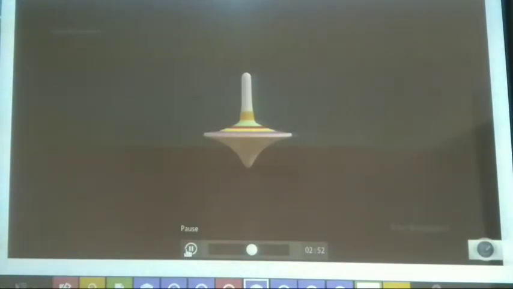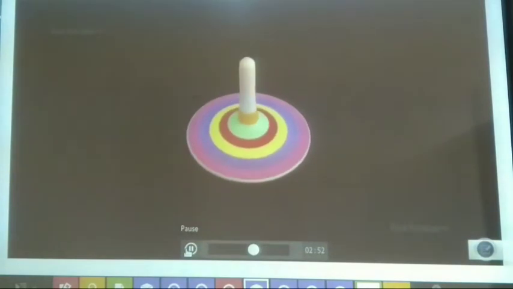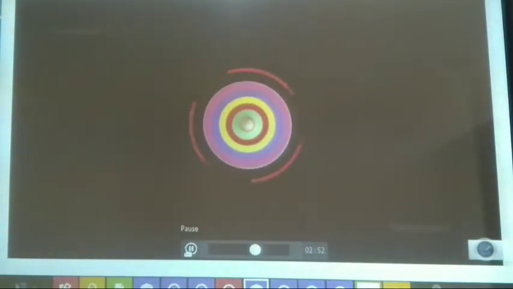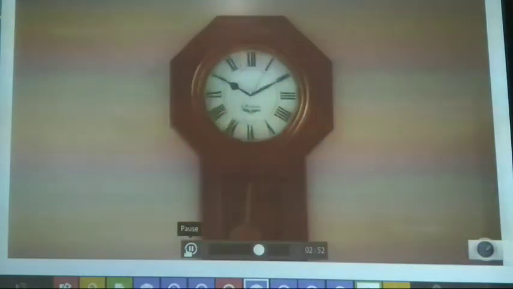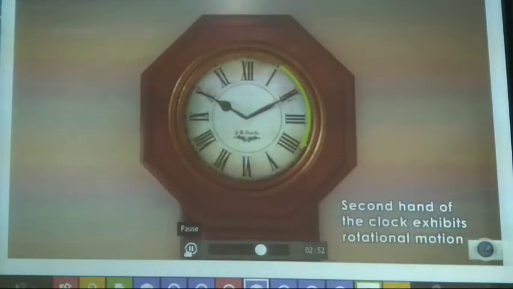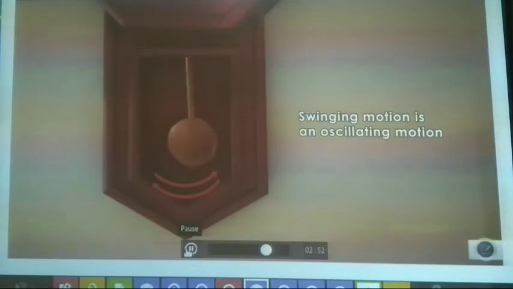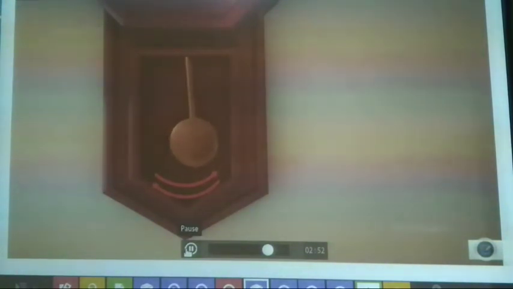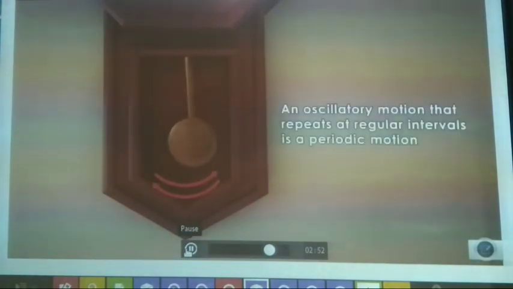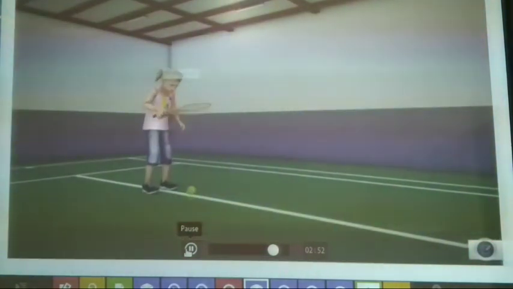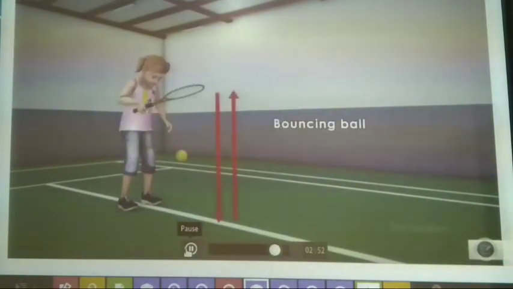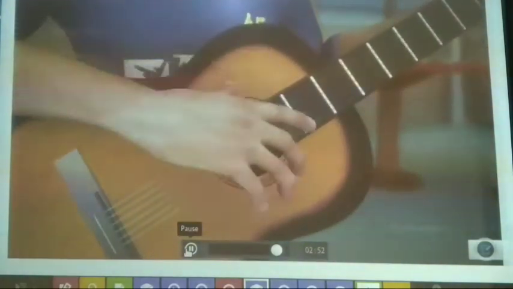The toy top that children sometimes play with is another example of rotary motion, but in a different way. When the top is spinning, it keeps moving in a circular path. Now, let's look at a wall clock. The second hand of the clock exhibits rotational motion. The pendulum of the clock is also in motion as it keeps moving from side to side. This type of swinging motion is an oscillating motion. The pendulum comes back to the same position at regular intervals of time. An oscillatory motion that repeats at regular intervals is a periodic motion. This form of motion can also be seen in a bouncing ball and a vibrating string.